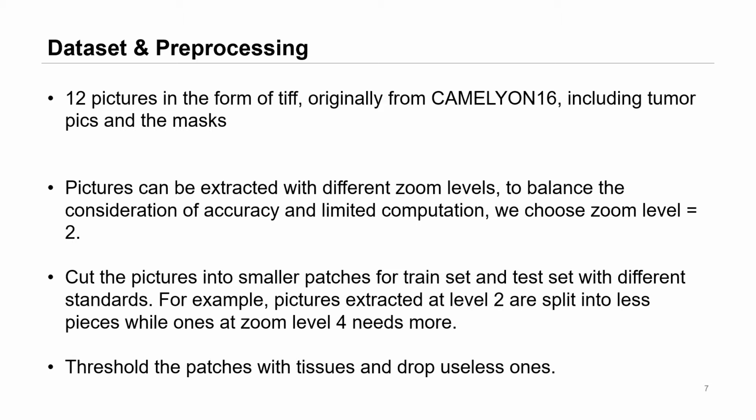However, as you can see, pictures of different sizes should be handled with different methods. For example, the pictures extracted at level 2 are split into fewer pieces because they are relatively large, while the other zoom level needs more, which means more patches of the picture are needed to achieve the same effect as zoom level 2. And finally, I need to threshold the patches with tissue and drop useless ones. This is done by applying the find tissue method.